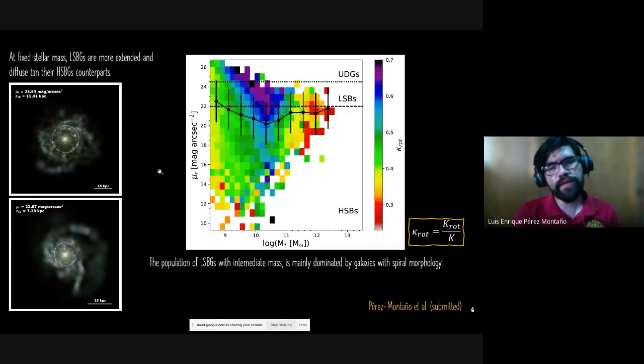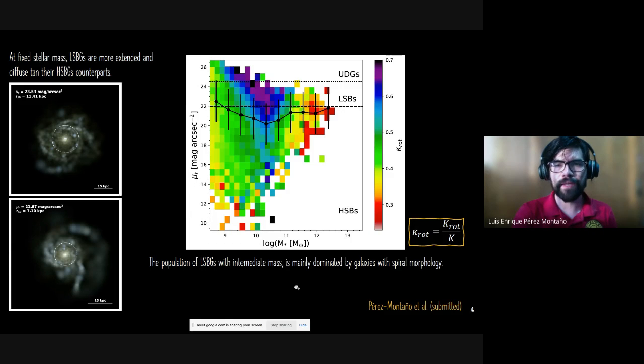And here we can observe two synthetic images of galaxies in our sample. These galaxies are similar in mass, about 10 to the 10.5 solar masses. And we can observe that LSBGs are more extended and diffuse than their high surface brightness, or HSBG, counterparts. So here we have a circle that encloses the effective radius, and we see that the galaxies that are extended correspond to LSBGs.